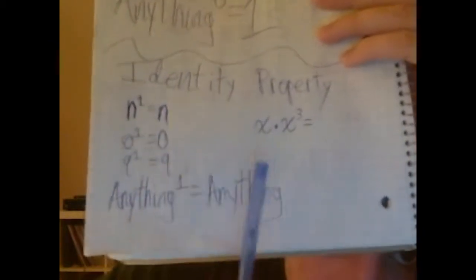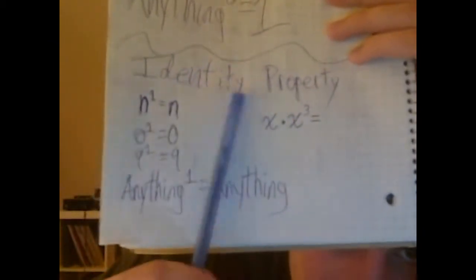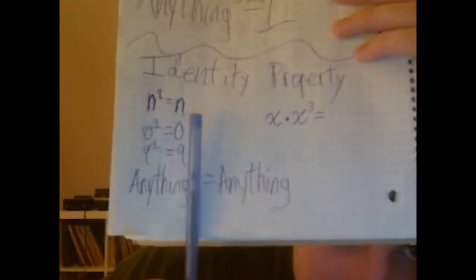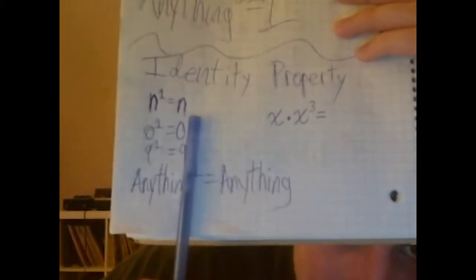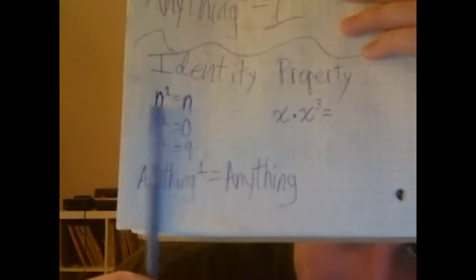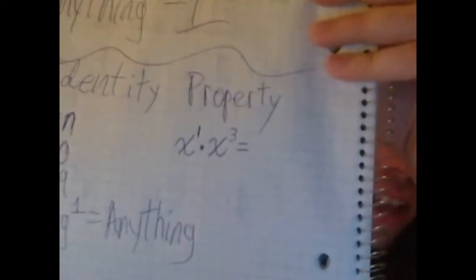Do you get it? What I'm saying is that the only reason you'll ever need the identity property is not to go from this side to this side, but to go from this side to this side. See? So n is equal to n to the first. X is equal to x to the first. And we'll see in just a second that this allows us to compute this problem by adding our exponents. Ta-da! And I'll show you how that works.